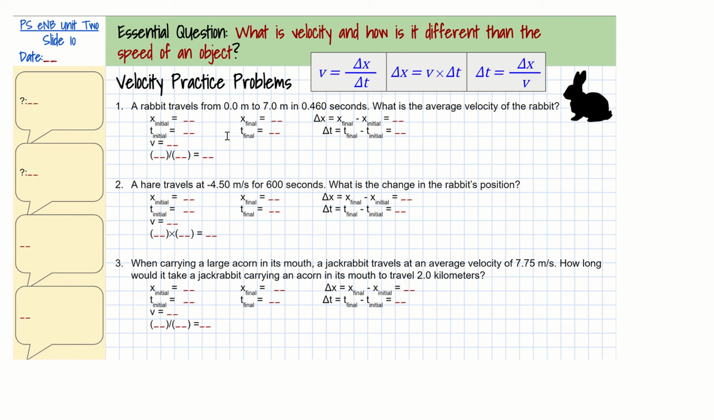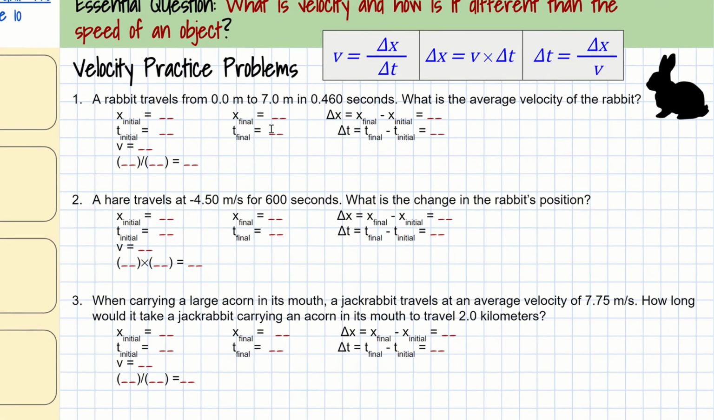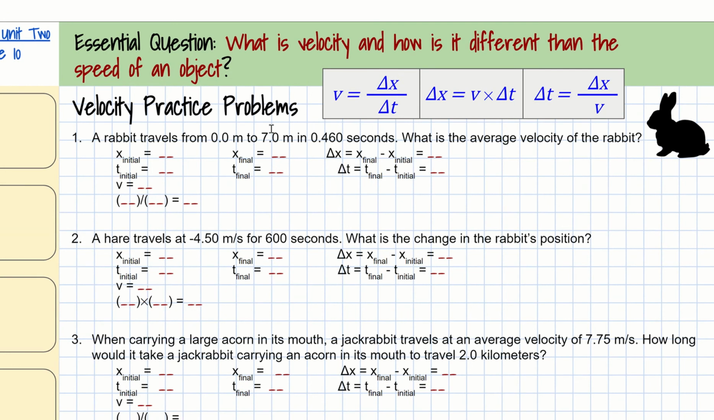So this first problem, we have a rabbit that's traveling from 0 meters to 7 meters. And it takes the rabbit 0.46 seconds to cover that distance. What is the average velocity of the rabbit is the question. So if we were to draw a picture of this, here's our rabbit at 0 meters, and then 0.46 seconds later, the rabbit is over here at 7.0 meters.